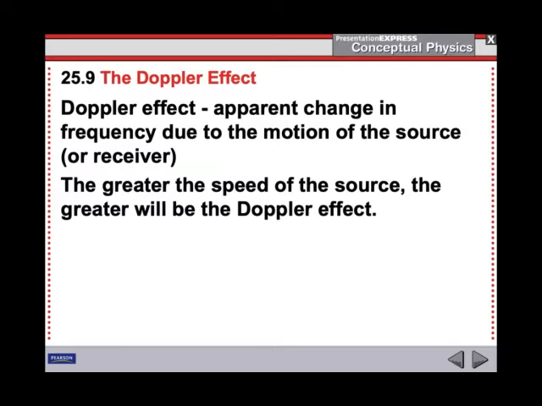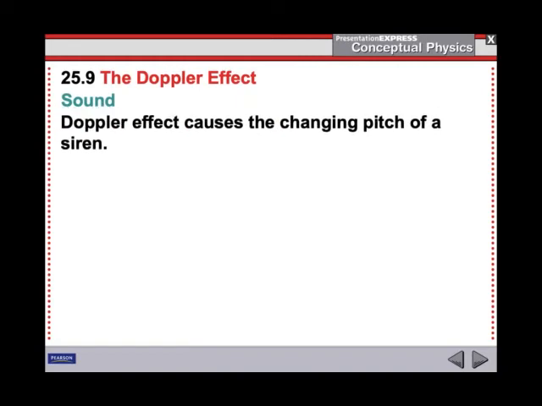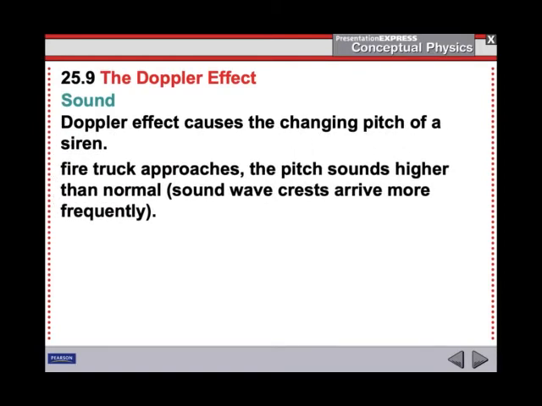All right, so this is a little crazy. It is very abstract, but you all have actually experienced this. If you've ever stood on a street corner and had a fire truck with its siren on come toward you and then move away, as the fire truck gets towards you, the frequency gets higher and higher, and then as it moves away, it gets lower and lower. So the Doppler effect causes a change in pitch of a siren. As the fire truck approaches, the pitch sounds higher than normal, because the sound wave crests arrive more frequently.